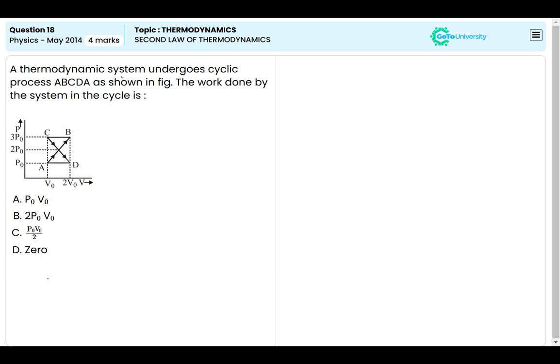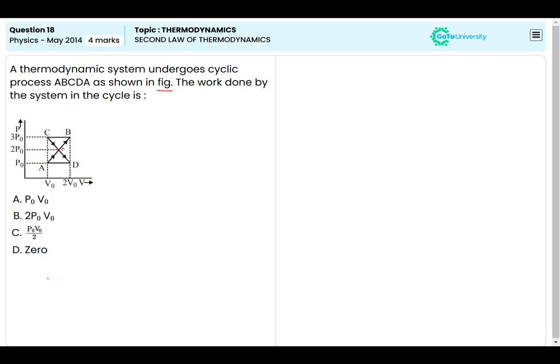A thermodynamic system undergoes a cyclic process A, B, C, D, A, as shown in the figure. The work done by the system in the cycle is, what is the work done by the system we need to find here? Okay. So here in the ABDA process, the center is O.